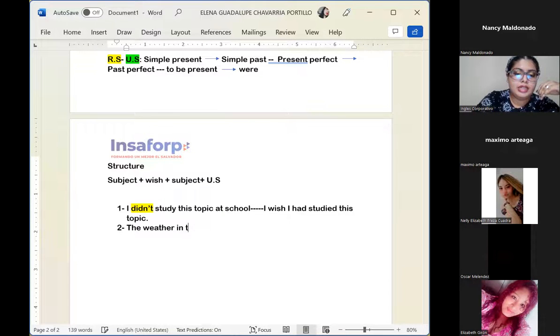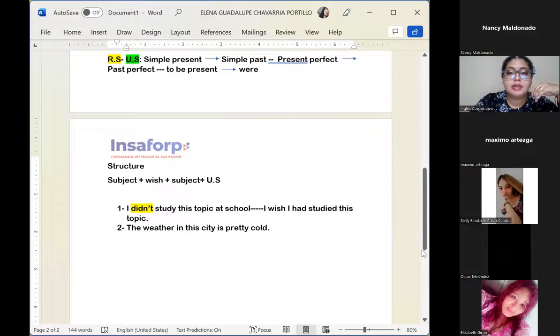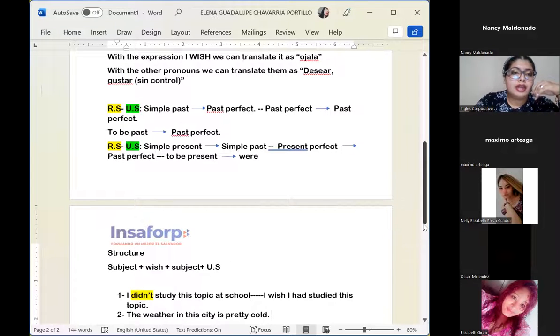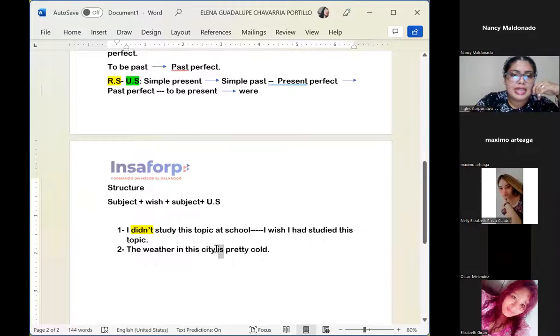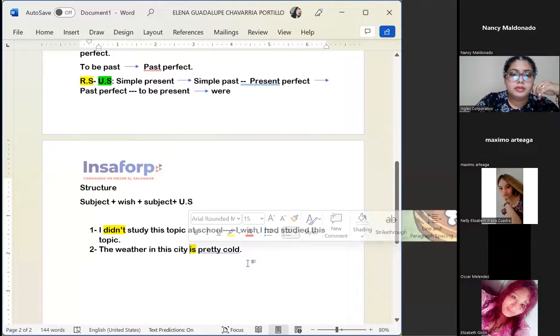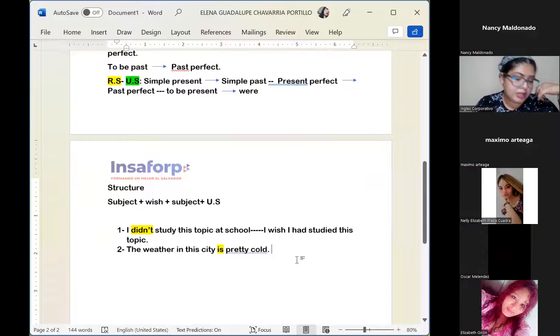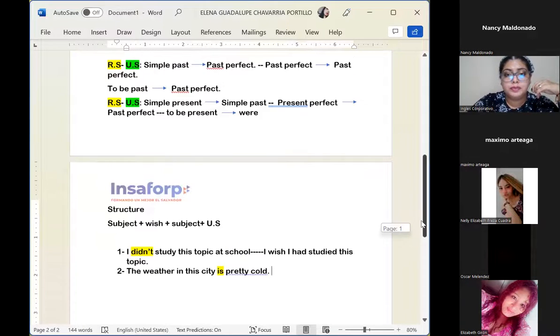The weather in this city is pretty cold. So in this case, what is the tense that we are using? Simple present. Good, we are using the simple present, but in this case, we are using the part of the verb to be, right? Because in this case, we have here the verb is. So in that case, we have the verb to be in that structure.